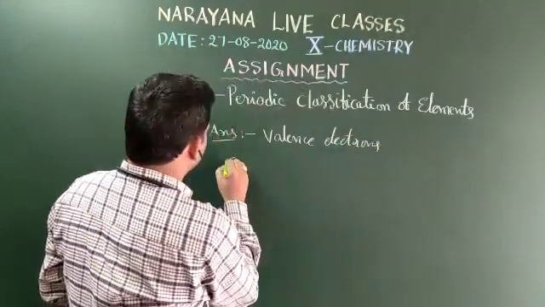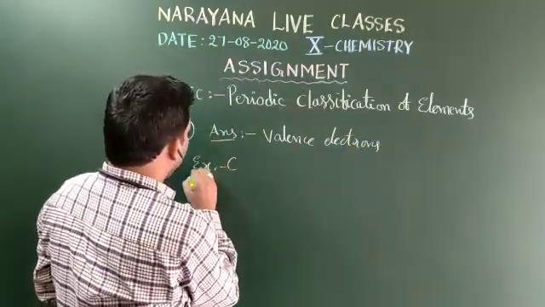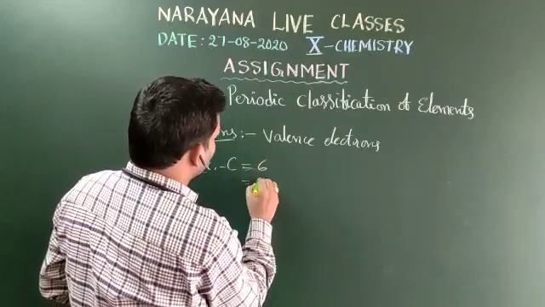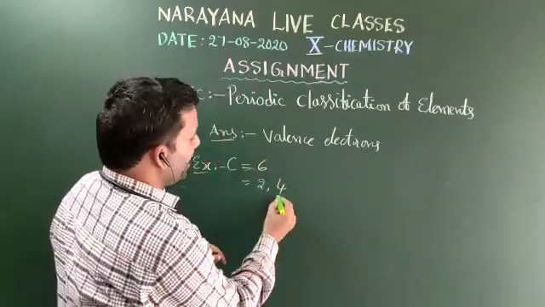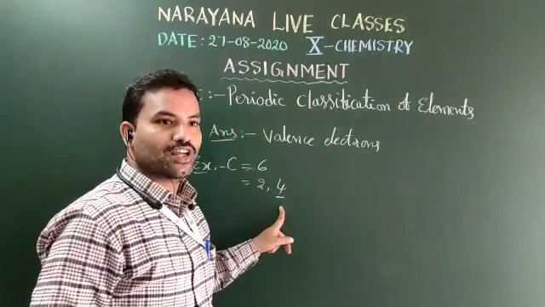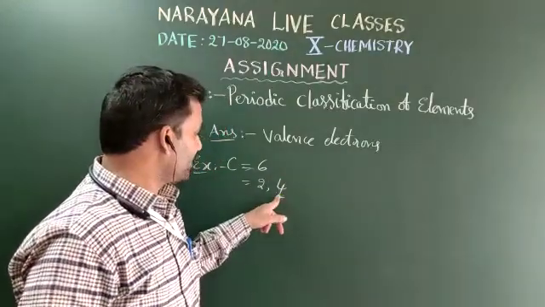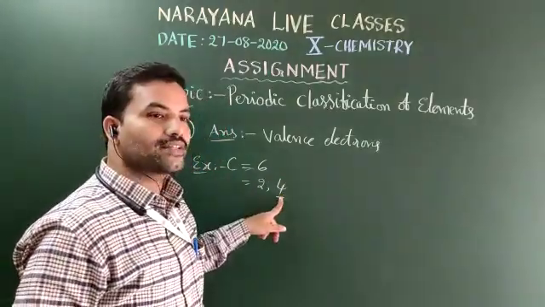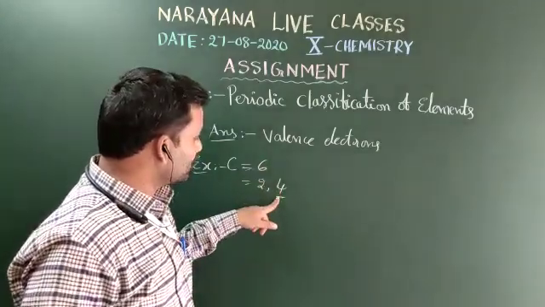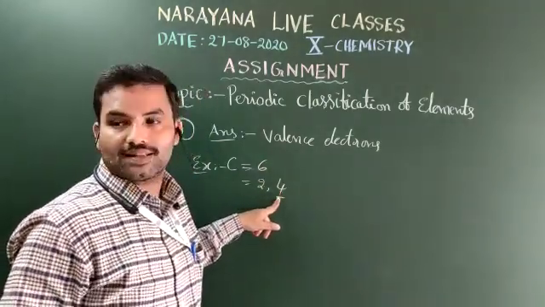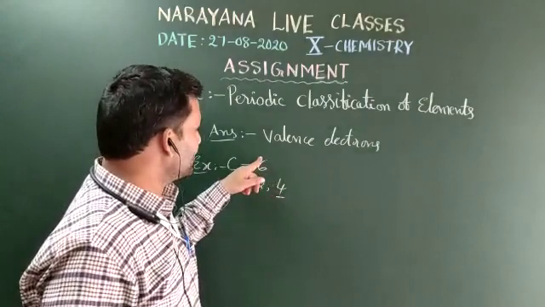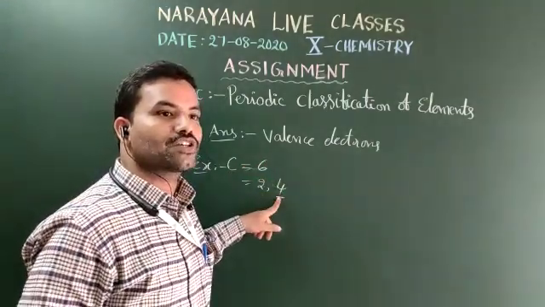For example, let us take carbon. Its atomic number is 6 and its electronic configuration is 2, 4. The 4 is its outermost shell or valence shell. The valency of carbon is 4, and we say that based on those 4 valence electrons, which are present in the outermost shell of an atom.